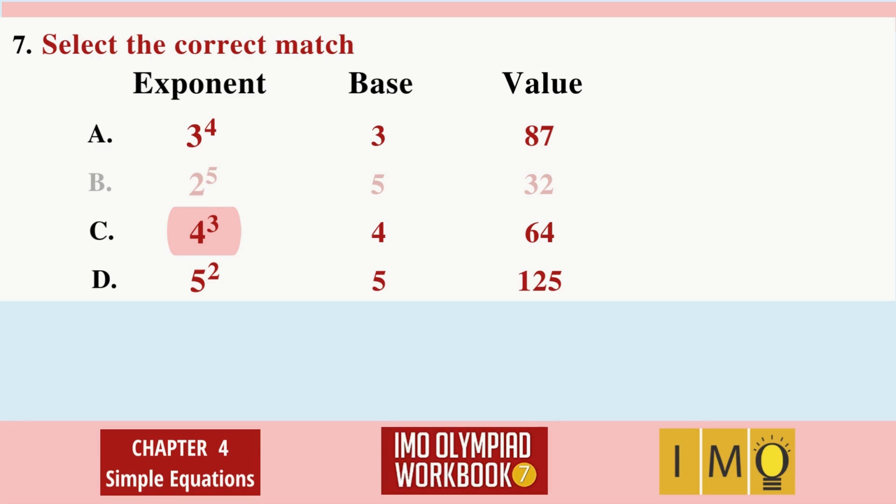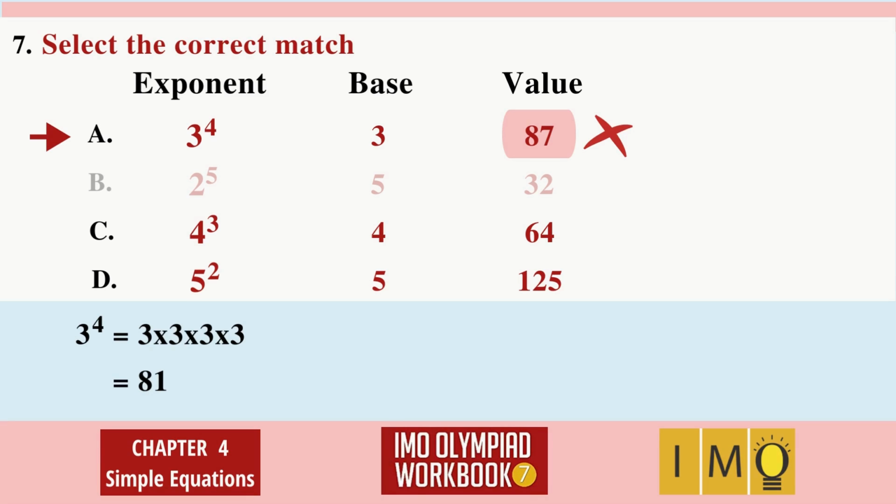Next, 4 to the power of 3 has a base of 4. And 5 square has a base of 5. So let's find the values of options A, C and D. Option A, 3 to the power of 4, which is 3 multiplied 4 times. 3 into 3 into 3 into 3 will result in 81. But the value given is 87. So, option A cannot be the right answer.